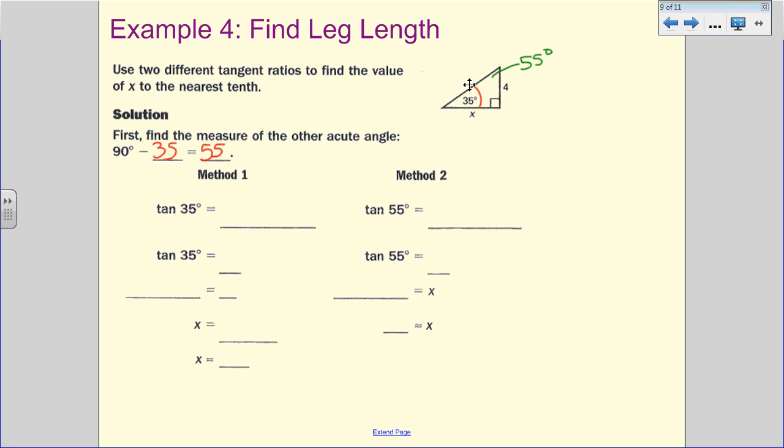So we're going to write the tangent of 35 degrees. I'm going to do this one first. So this is opposite over adjacent. So the tangent of 35 degrees is 4 over x, opposite over adjacent. I'm going to multiply each side by x. So I get x times the tangent of 35 is equal to 4. I'm going to divide by tangent of 35 on each side.